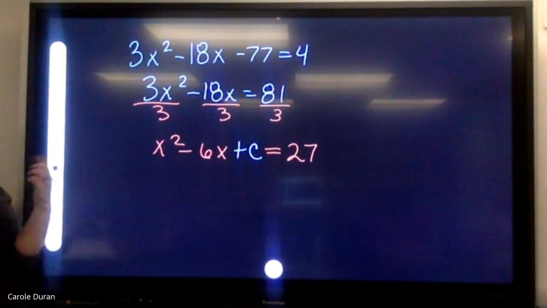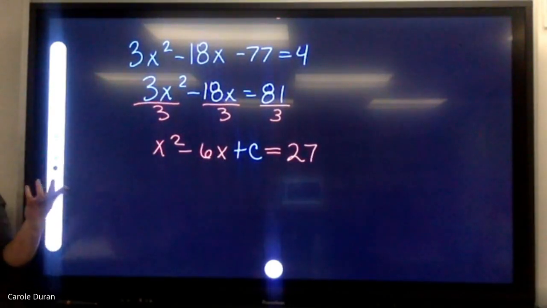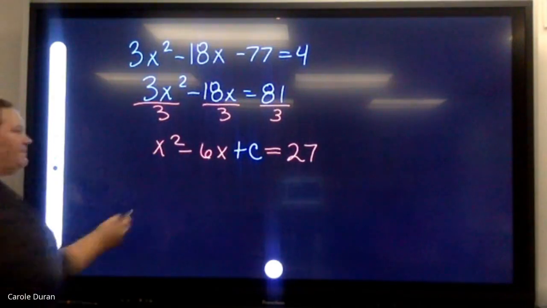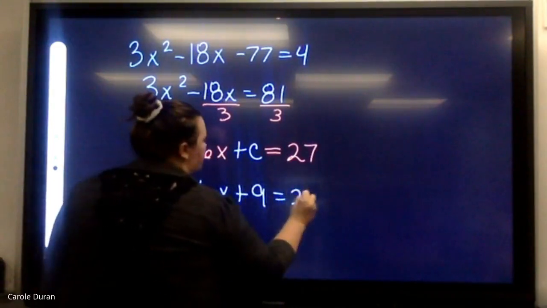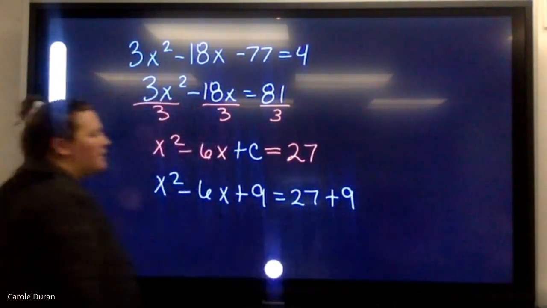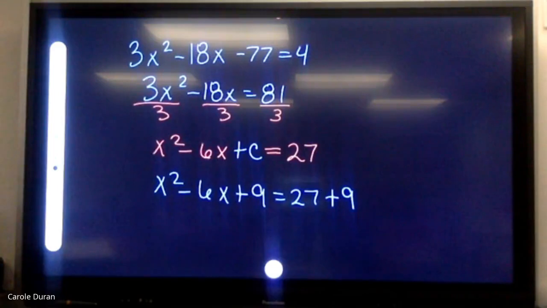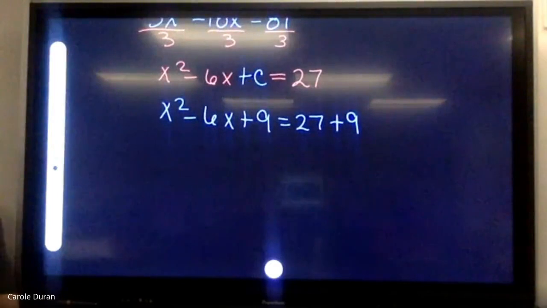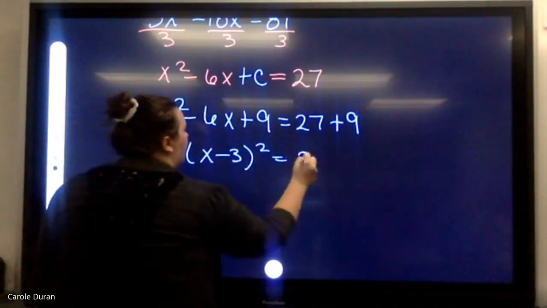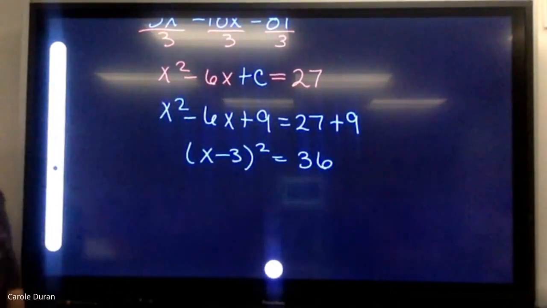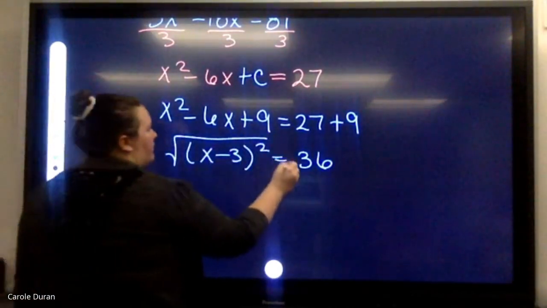Take half of -6, which gives me -3, square the -3 to get 9. So I get x squared minus 6x plus 9 equals 27 plus 9. That will be 36, and I can factor the left-hand side. It'll be -3 and -3, which I will just write as x minus 3 squared, and then equals 36. And then I solve for x just like normal. Square root both sides.